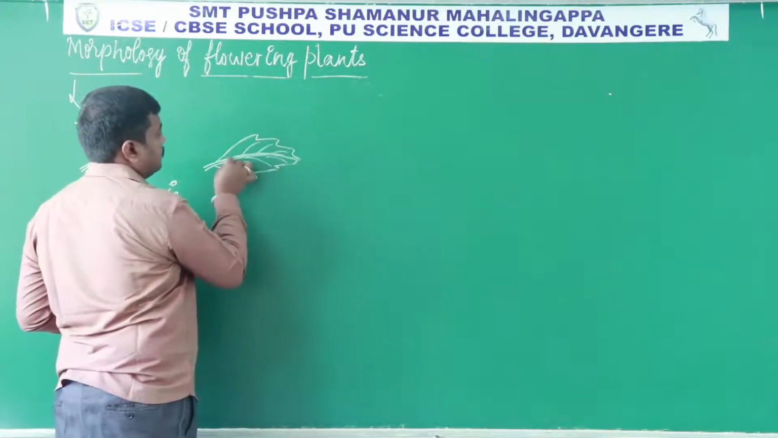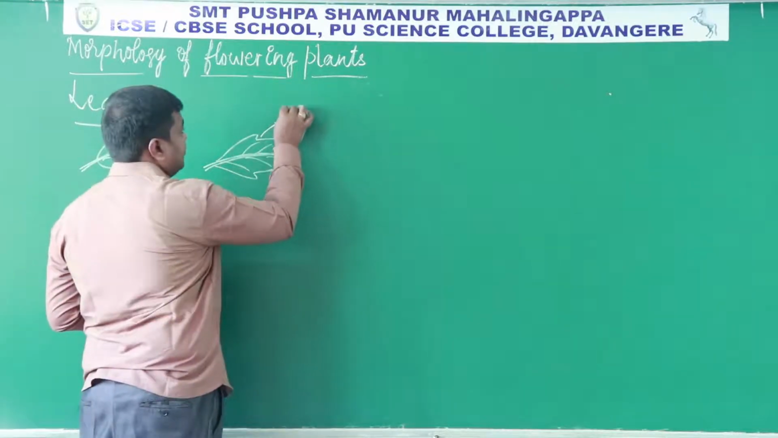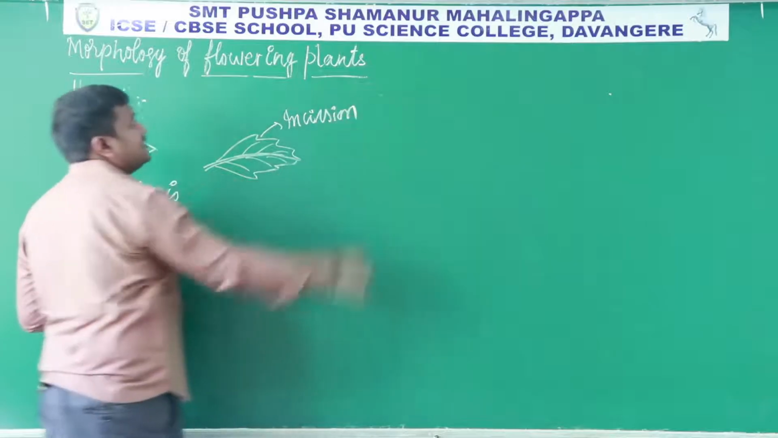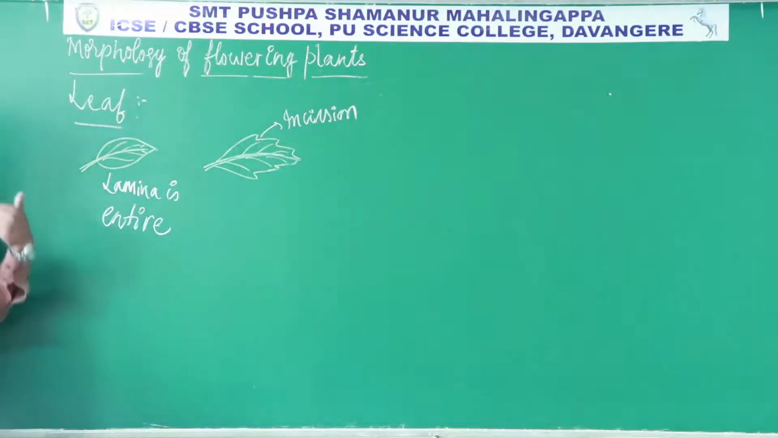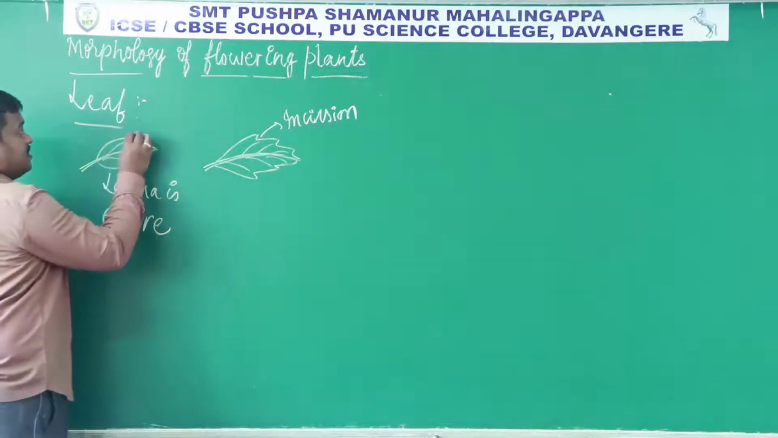Okay, so this is incision. Lamina is incised, or leaf blade is incised. You can see the difference. So this is entire.